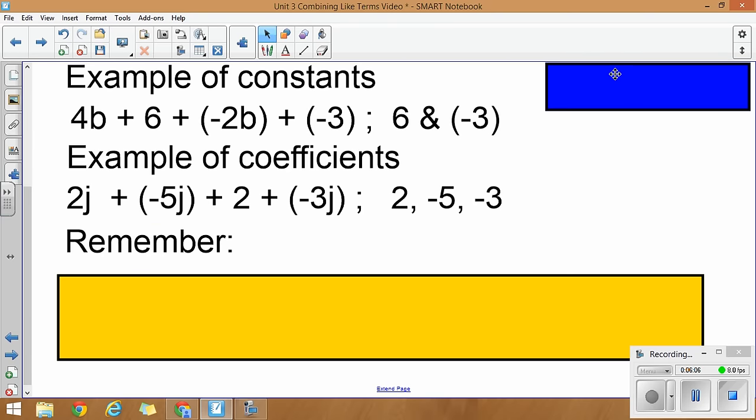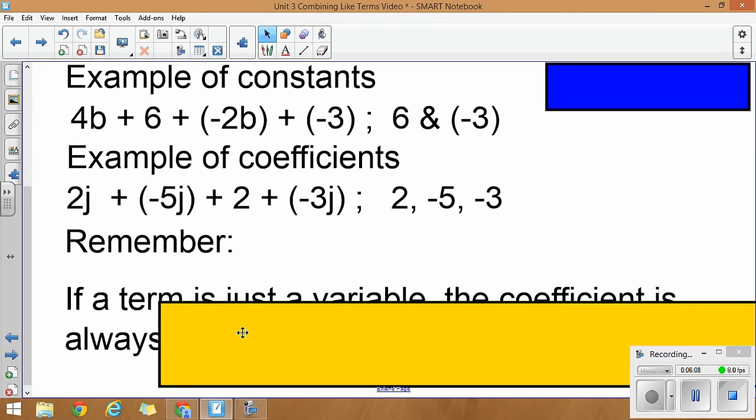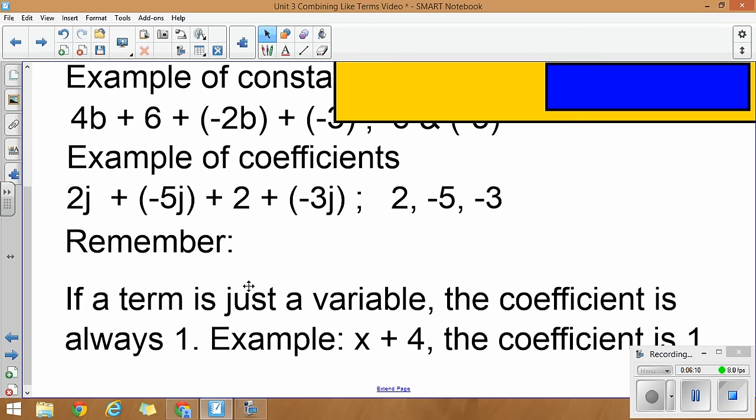Okay, and remember, if a term is just a variable, for example, j or m or b or any letter to represent a number, the coefficient is always going to be 1. So for example, if I had x plus 4 and I asked for the coefficient, since there's only an x here, the number in front of x would be 1. So your coefficient, the number in front of the variable, is 1.